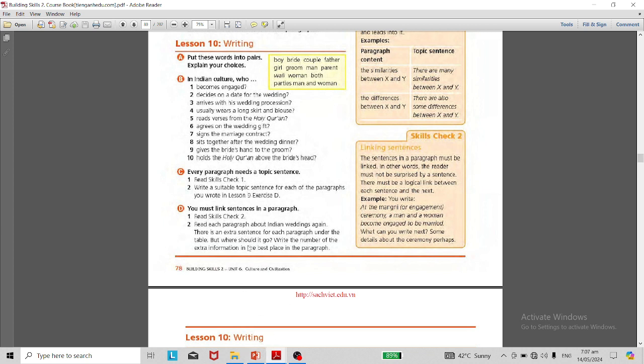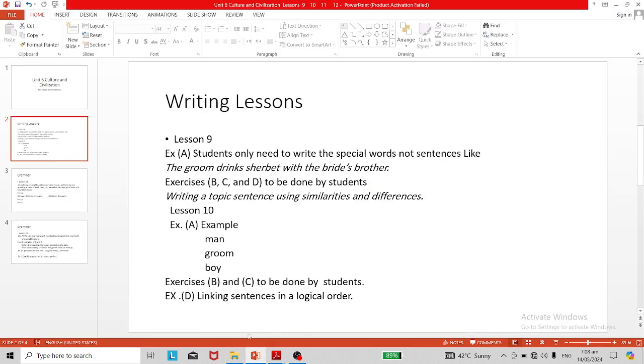For exercise C, every paragraph needs a topic sentence, and we talked about this in skills check 1. If you remember in lesson 9, writing, write a simple topic sentence for each of the paragraphs you wrote in lesson 9 exercise D. So you have ideas about writing a topic sentence as I explained in 9. For exercise D, let me look here. Exercises B and C, you do them.